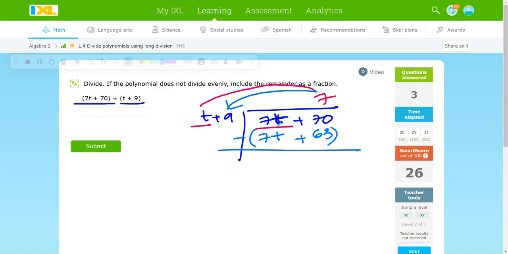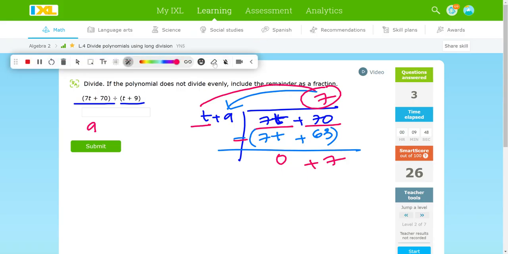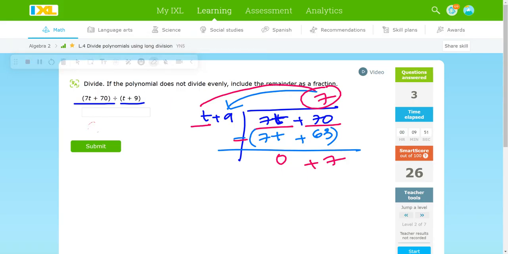Let's do the subtraction. 7t subtract 7t, that's 0. 7 subtract 63, that becomes positive 7? Okay, so you can see the answer is 7, and the remainder also happens to be 7. So how do you write this? I would write 7, and then I add 7 divided by t plus 9.